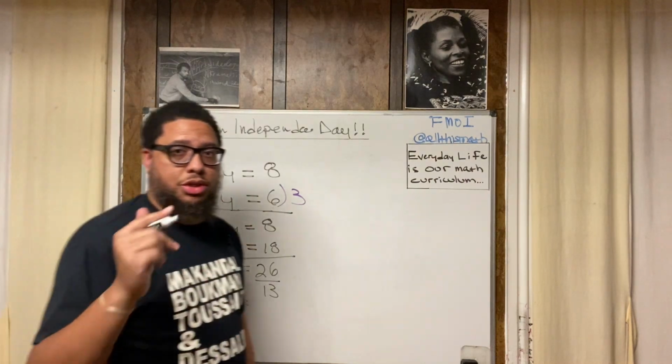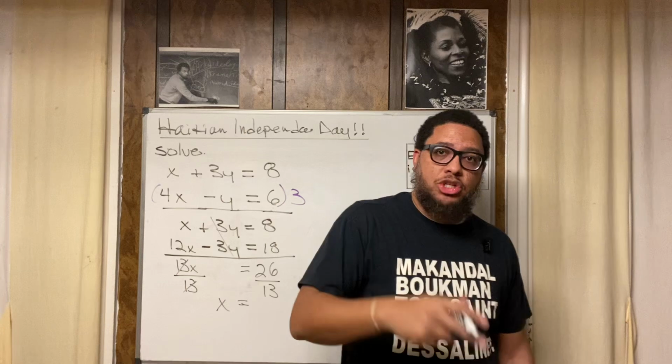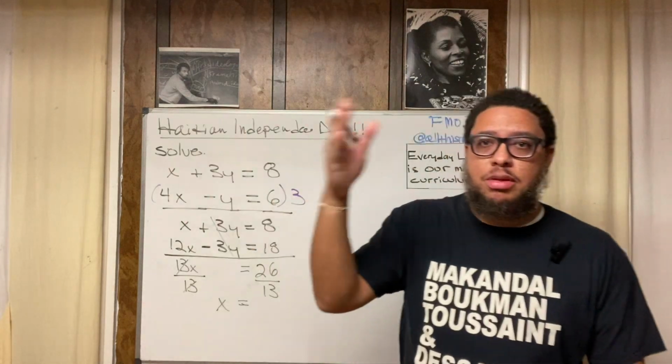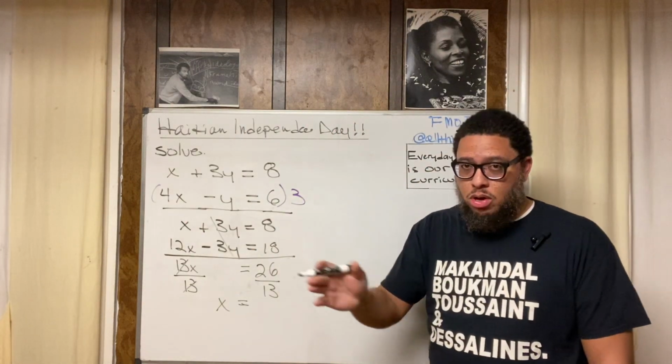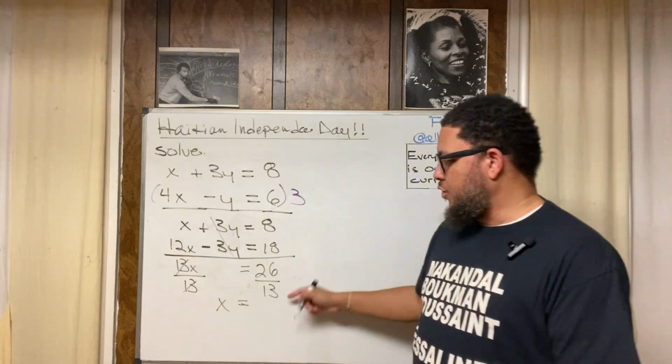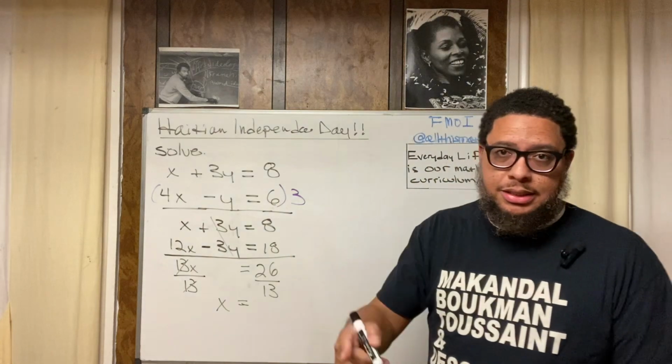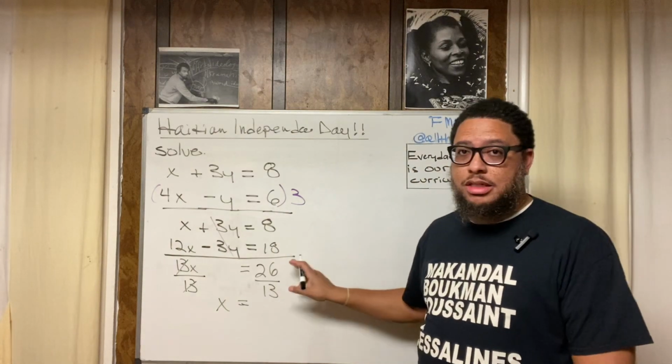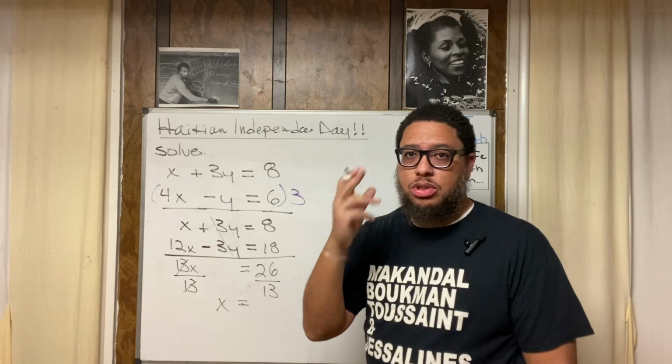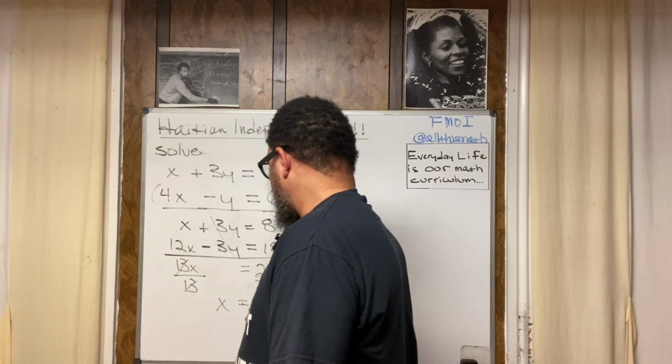Now, make sure you know your division facts. Before that, make sure you know your multiplication facts. Because if you know your multiplication facts, then you'll inherently know your division facts. If you know that 13 times 2 is 26, then you're going to know that 26 divided by 13 is also equal to 2. So x equals 2.